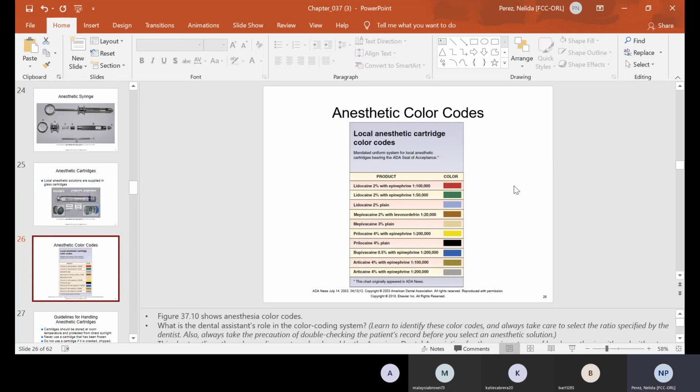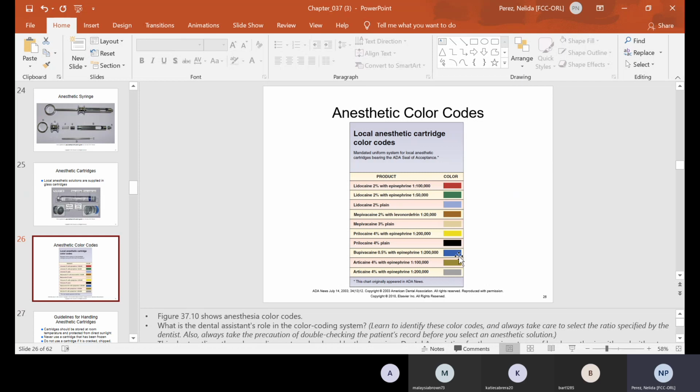Coming to here. So I mentioned color codes, okay? So if you notice, there's all these colors here. Well, the colors represent what type of local anesthetic cartridge they are. Again, I mentioned lidocaine is the most used, okay? So as you can see here, there's one in red and one in green. Why? Because if you look over here, the ratios are a little bit different, even though it says lidocaine 2% with epinephrine. So again, you'll see what the doctor prefers.